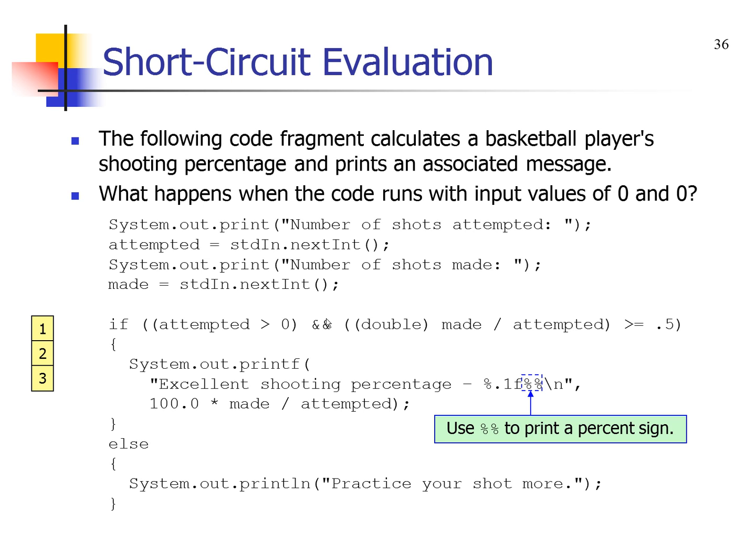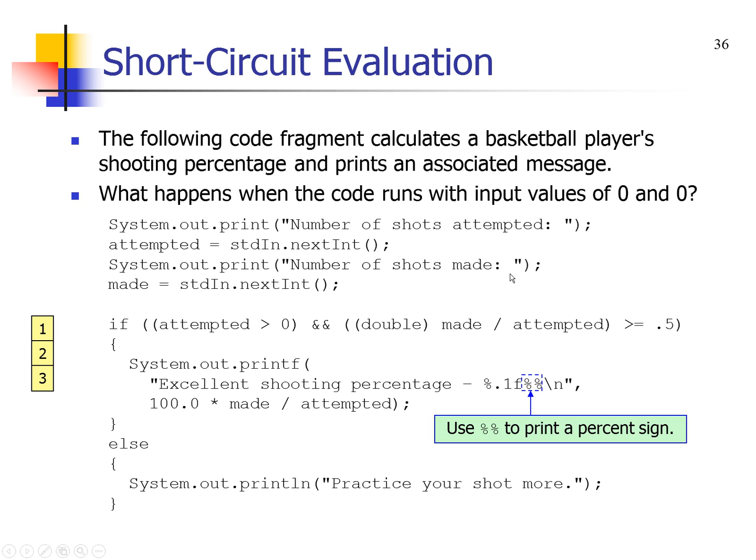Short circuit evaluation. The following code fragment calculates a baseball player's shooting percentage and prints an associated message. What happens if the code runs with inputs 0 and 0? Actually, I covered short circuit evaluation in one of the prior lectures. I can't remember which one, but we're going to talk about it here. So we have number of shot attempts as our output. Then we're getting an integer input into attempts. The number of shots made, we're getting another integer input for made. Now we say if attempts is greater than 0 and (double) made divided by attempts is greater than 0.5.